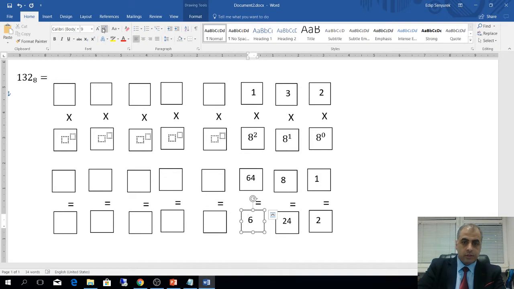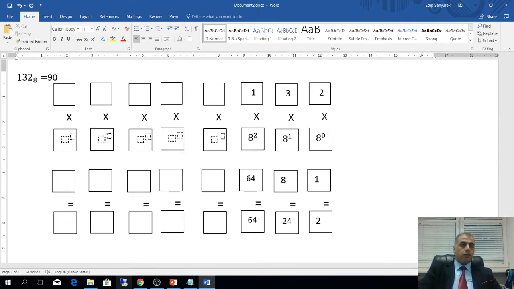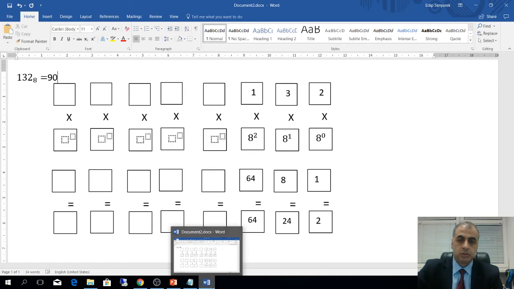As you see on the screen, these are the positional values of those numbers. So what is the positional value of 3? It is 24. Why? Because it is an octal number. Now, 132 octal number, what is it in decimal? 64 plus 24 is 88, plus 2 is 90. So it is 90. 132 octal number is 90 in decimal format. This is how to calculate an octal number conversion to decimal number.